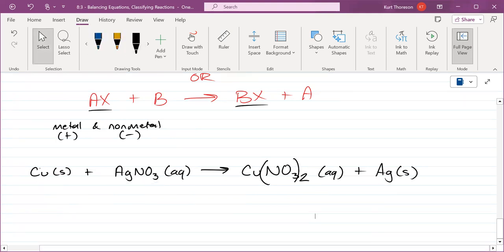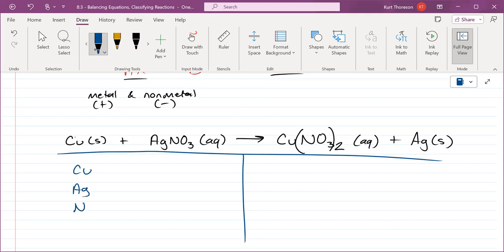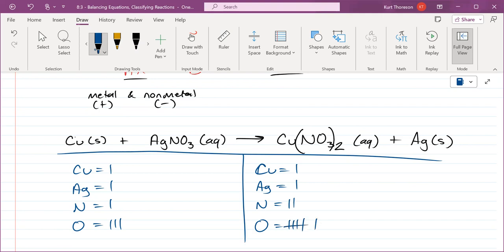But now I need you to balance out the reaction as a whole. So we have copper, silver, nitrogen, oxygen. Looks like we have 1 copper, 1 silver, 1 nitrogen, 3 oxygens on one side; and 1 copper, 1 silver, 2 nitrogens, and 6 oxygens on the other. Okay, so what do we need to do? I see a big discrepancy between nitrogen and oxygen.